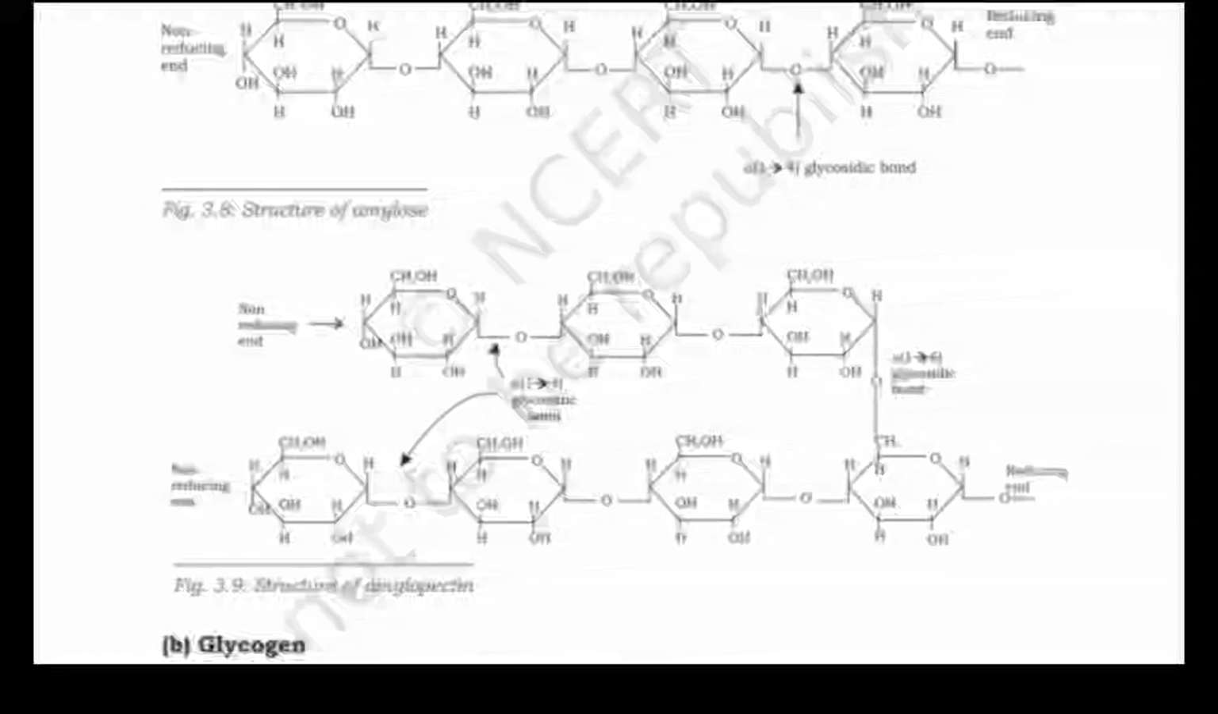Amylopectin, on the other hand, consists of glucose units that are linked by alpha 1,4 glycosidic linkages like amylose. However, unlike amylose, it is highly branched. Branch points occur every 20 to 30 glucose residues, and the linkage at the branch points is alpha 1,6 glycosidic.